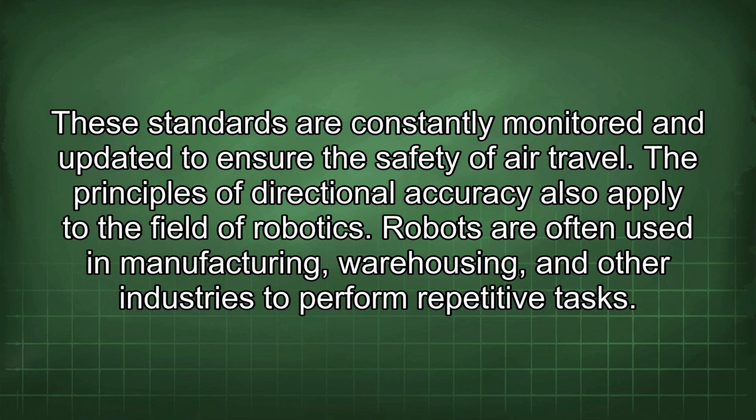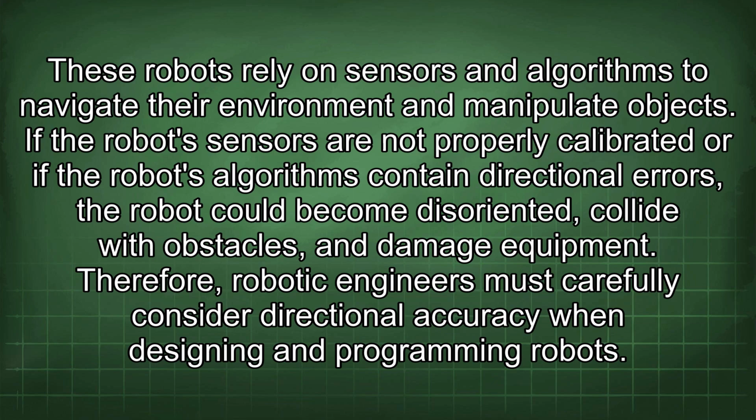The principles of directional accuracy also apply to the field of robotics. Robots are often used in manufacturing, warehousing, and other industries to perform repetitive tasks. These robots rely on sensors and algorithms to navigate their environment and manipulate objects. If the robot's sensors are not properly calibrated, or if the robot's algorithms contain directional errors, the robot could become disoriented, collide with obstacles, and damage equipment. Therefore, robotic engineers must carefully consider directional accuracy when designing and programming robots.